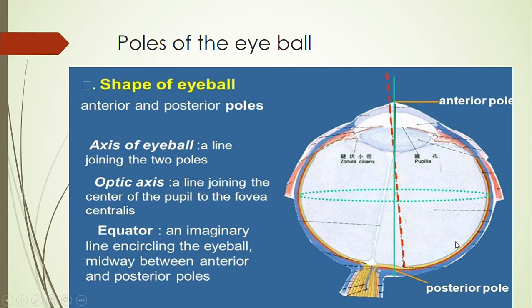Then the equator. Like the earth, the equator is an imaginary line encircling the entire circular structure of the eyeball, midway between the anterior and posterior poles. So those are the other terms used in the eyeball.